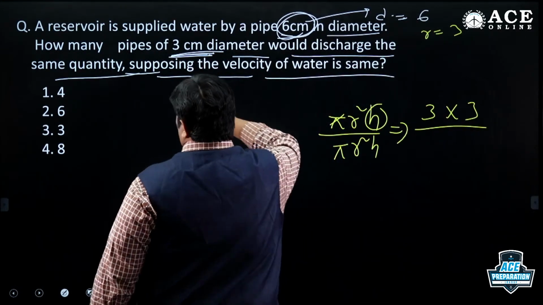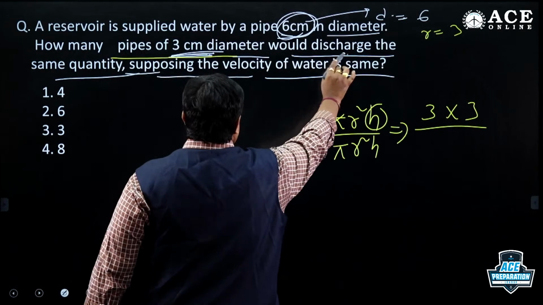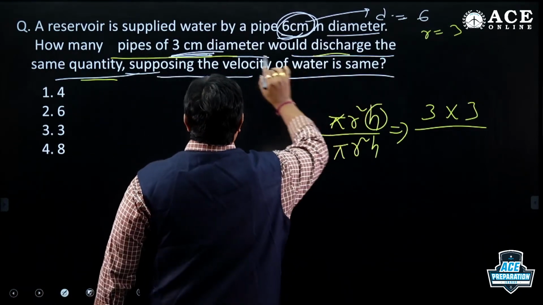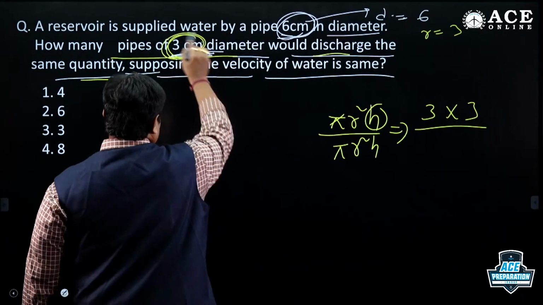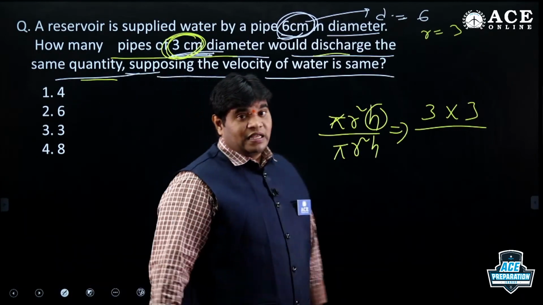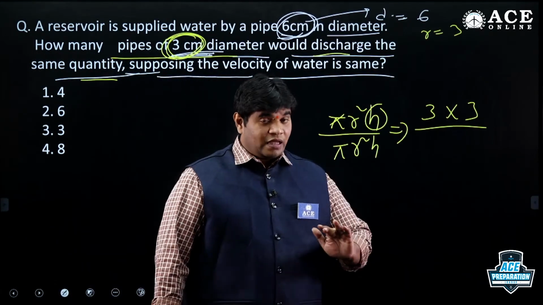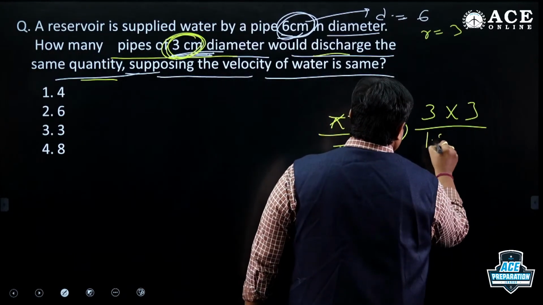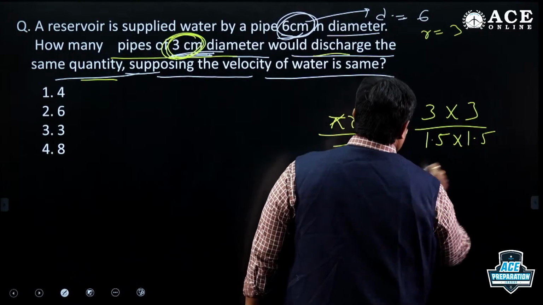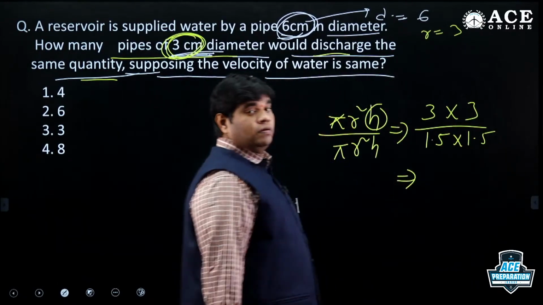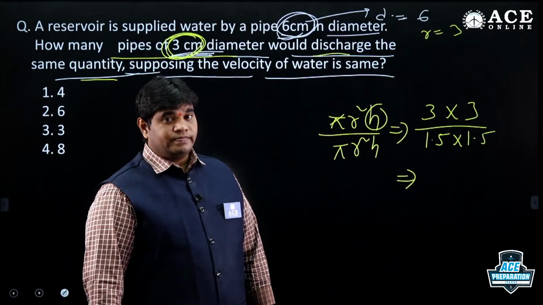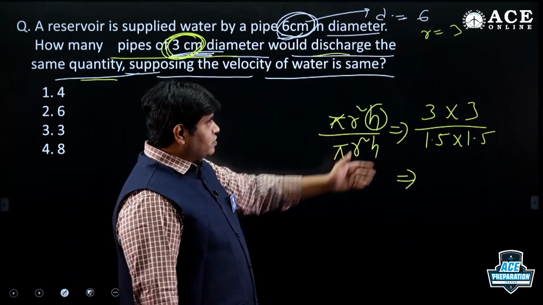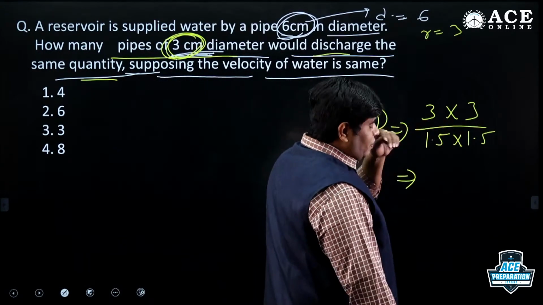And another pipe discharges the same quantity, supposing the velocity of the water is the same. So what is the radius here? The diameter is 3 centimeter, so the radius is 1.5. Got it now? Easily you understand? 3 by 1.5, 3 by 1.5, 2 into 2.